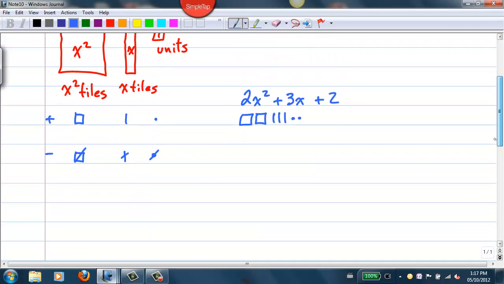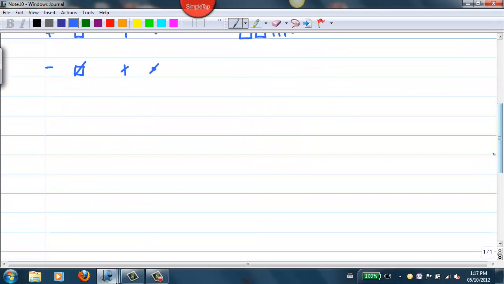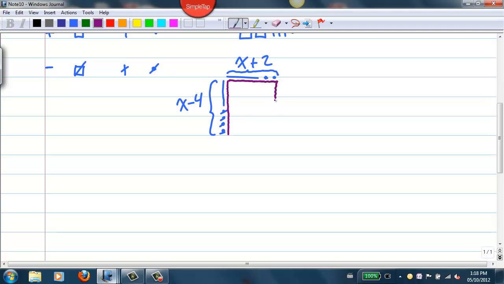Now, if I want to show x plus 2 and x minus 4, and multiply them, I create a frame using those tiles. So I've got an x and 2 units, I've got an x and 4 negative units. The expression that fills in the rectangle perfectly will be the result.